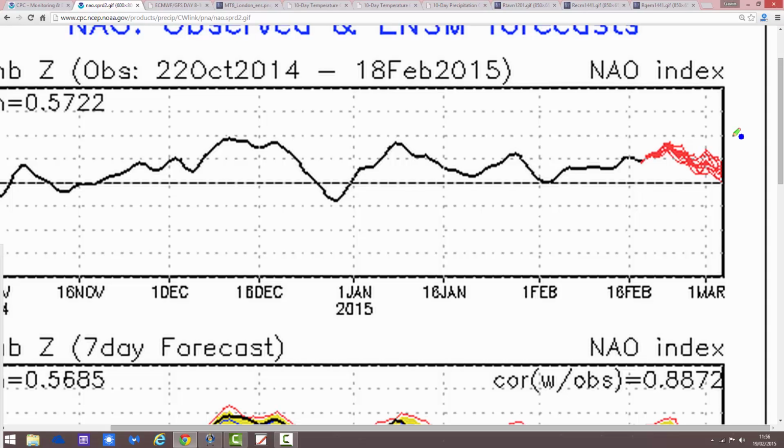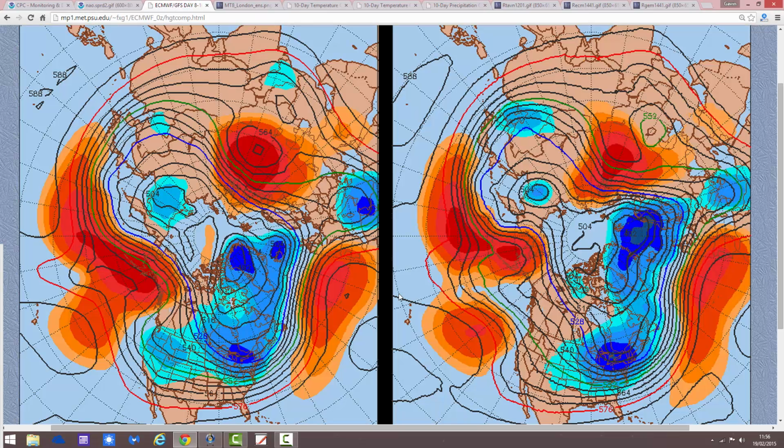In fact, how positive the AO and the NAO has been, we've probably done well to get it as cool as it has. It's not been a cold winter, but temperatures shouldn't be coming out that far from the average. We've probably done quite well with that. Another year, this could have been a very mild winter, actually, with both these indexes coming out so positive.